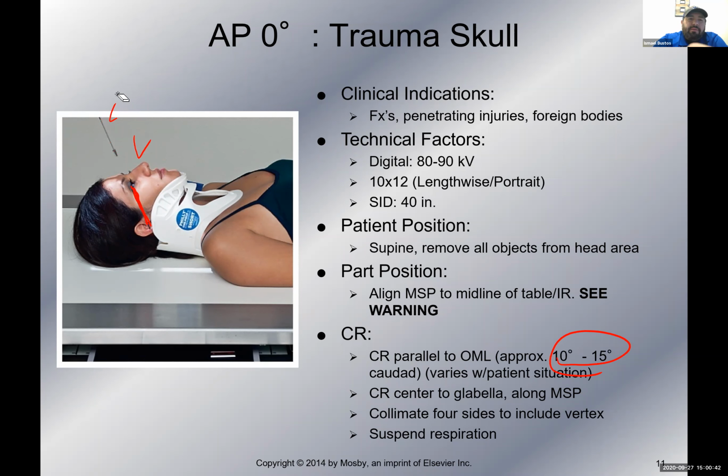Now, the centering point is still going to be at the glabella, just like we did for a PA 0-degree. So we still want to center at the glabella between the eyebrows, along that mid-sagittal plane. Collimate, suspend respiration. When you collimate, make sure you include the vertex of the head, which is the top of the head. Now, we don't necessarily need all of the mandible, but you need to make sure you get at least the vertex.